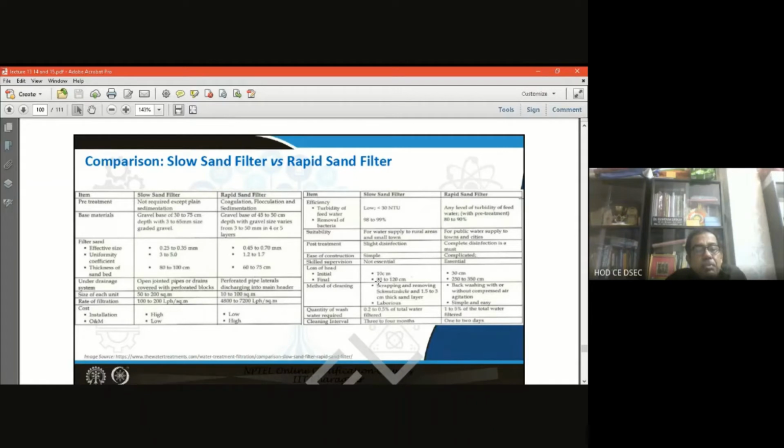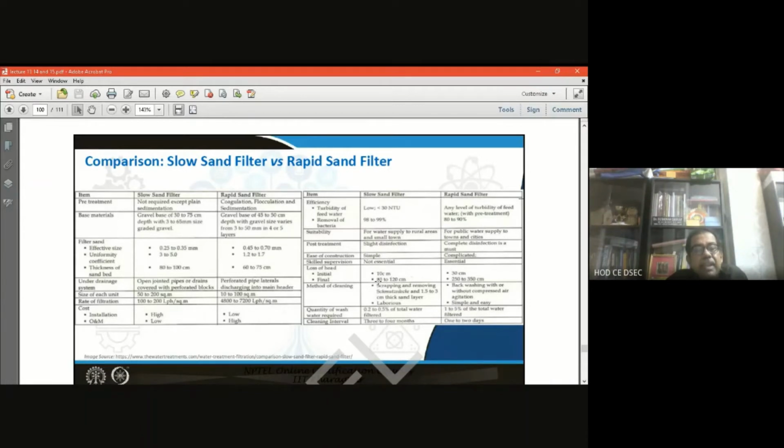Uniformity coefficient: what do you mean by uniformity coefficient? D60 by D10, that we have studied in soil mechanics. It is 3 to 5 in case of the slow sand filter. But in case of rapid sand filter, this uniformity coefficient is less, 1.2 to 1.7. It is graded, so the uniformity coefficient is less over here, 1.2 to 1.7.